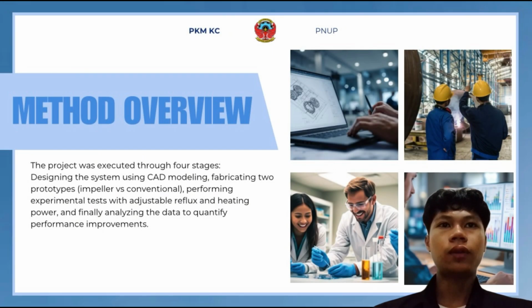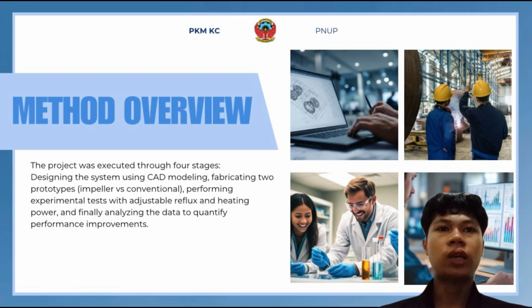The implementation of the project is divided into 4 systematic stages. First, the tool design, using CAD modeling to determine the specifications. Second, prototype manufacture, where we made 2 units, one with an impeller and one conventional, as comparators. Third, tool performance testing through experiments with varied operational conditions. Fourth, data analysis, where separation efficiency is calculated and compared quantitatively.